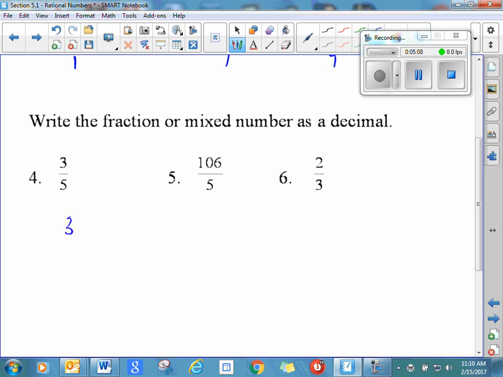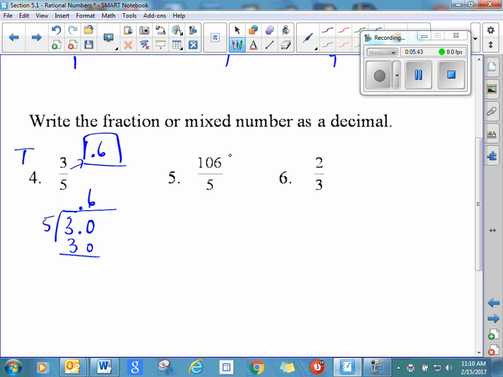So the numerator goes inside the house. That's terrible math vocab, but I don't know a better way to say it. The numerator inside the house. 5 doesn't go into 3. I add a decimal point down here and up here, and I add a 0. And I ask myself, does 5 go into 30? You bet. 6 times. 6 times 5 is 30. I have a remainder of 0. I am done. This fraction turns into 0.6 as a decimal, and this is a terminating decimal because it ends.